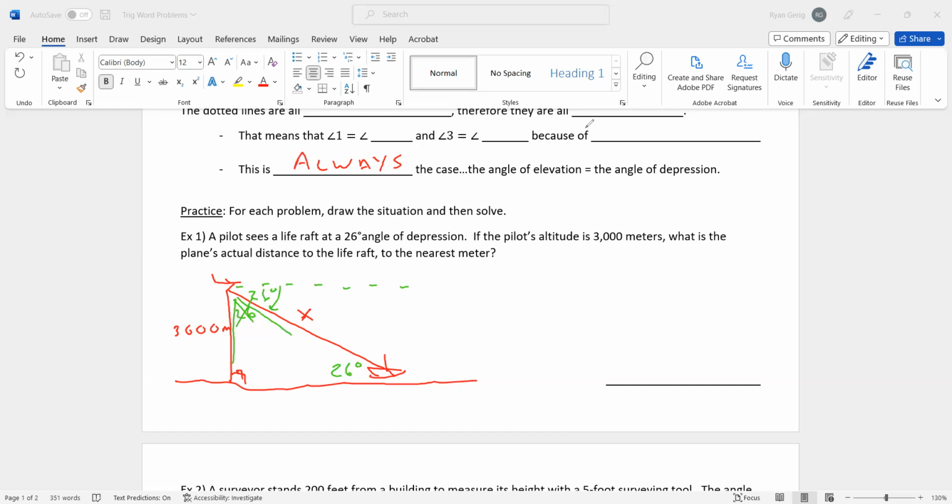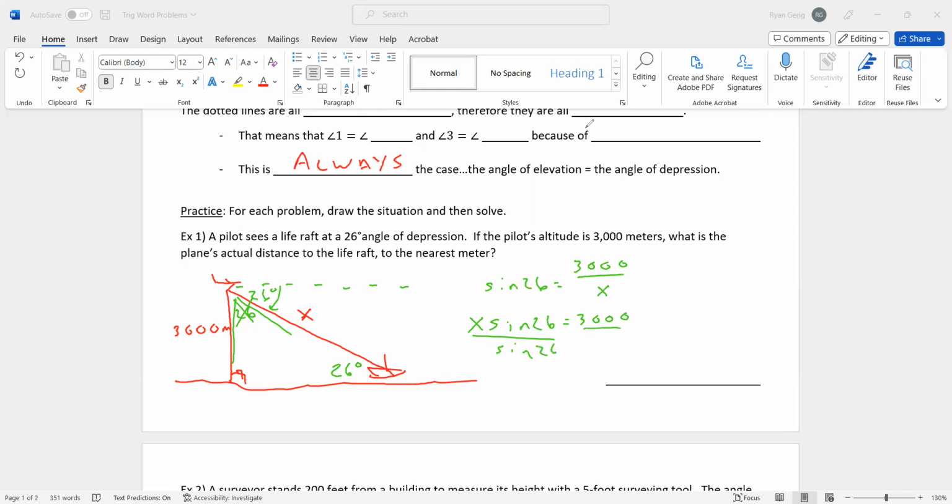Now I've got a right triangle with 2 sides and an angle. What do I use here? Well, I've got opposite and hypotenuse. I'm going to be doing sine of 26. Sine 26 equals opposite, 3,000, over x. I know I've talked about this one before, so I'm not going to spend a bunch of time on it. I'm going to multiply by the denominator: x sine 26 equals 3,000, and then divide by sine 26.